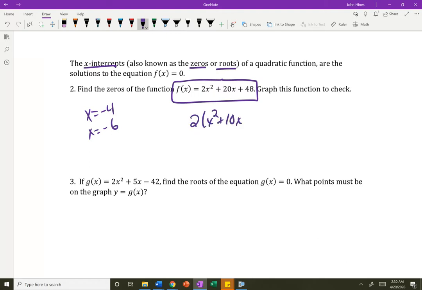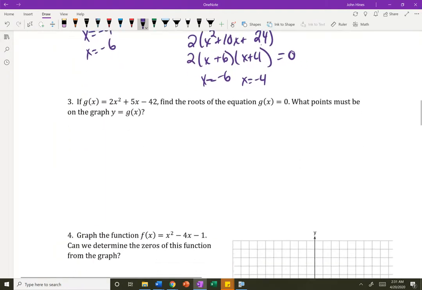Or we could have factored. It's actually not that bad, which is why I'll do it. What multiplies to 24 and adds to 10? For those of you that are quick at factoring, it's x plus 4 and x plus 6. So I get x equals -6 and x equals -4. Because if I want to know the zeros, I set it equal to 0.